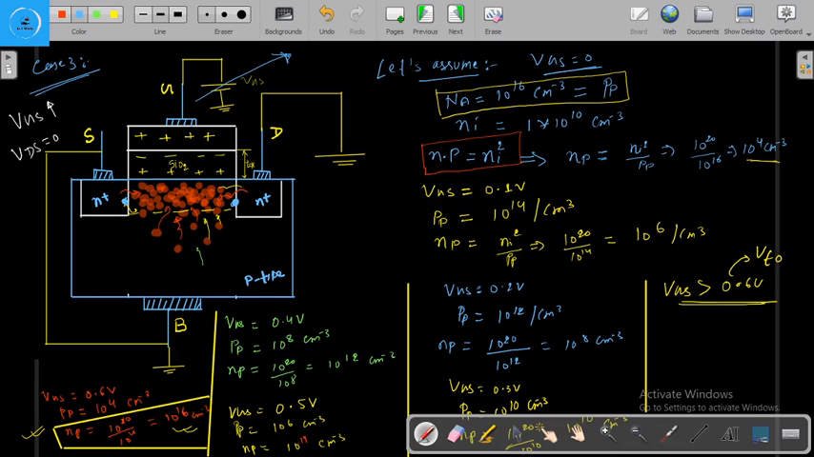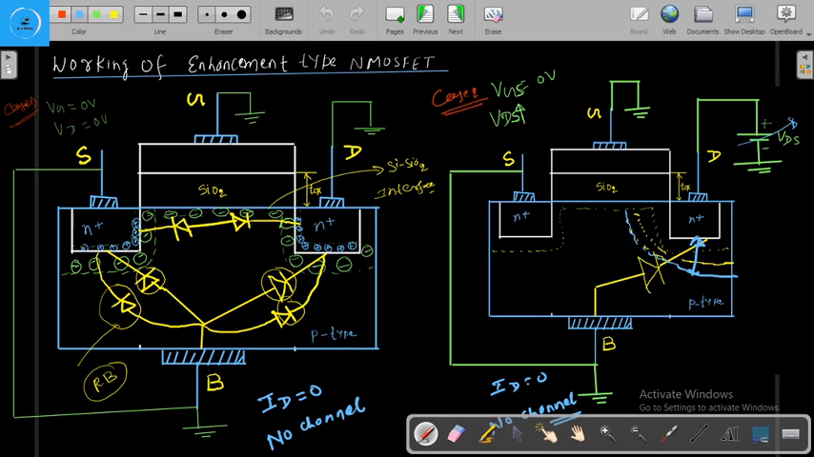So this we are going to discuss in our next lecture. In this lecture we have discussed the three-dimensional structure of the MOSFET, and we have discussed three cases. The first case is when we keep both VGS and VDS at 0, and this is called the depletion region. When we keep VGS at 0 and increase VDS, only the width of the depletion region near the drain increases.